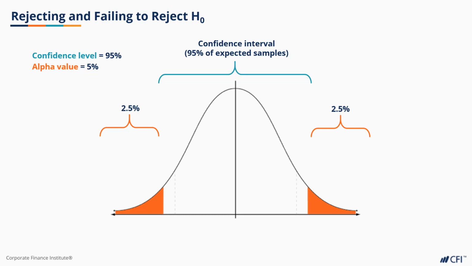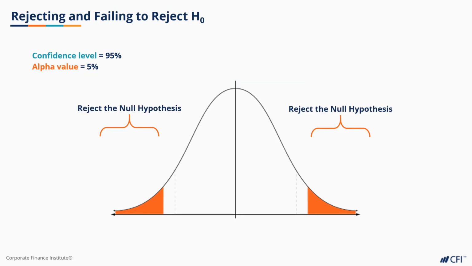If our sample falls outside that level, in the orange area, then the odds of our samples being different due to pure randomness is low. This would only be expected to happen 5% of the time. So if our result falls outside the confidence interval, we'll reject the null hypothesis and conclude the difference is more than randomness. If it falls within our confidence interval, we fail to reject the null hypothesis.